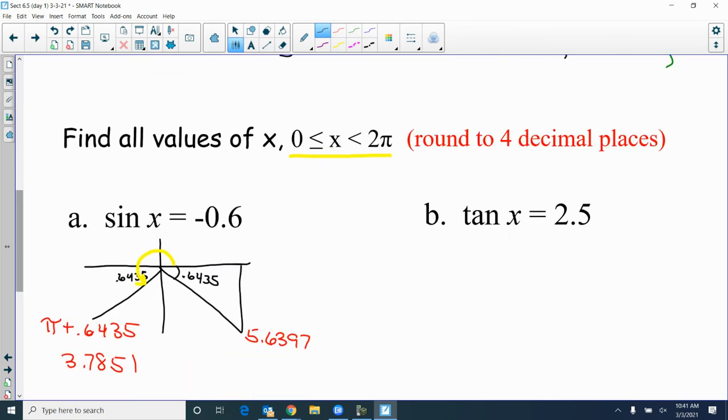2 pi is about 6.28, so that kind of gives you a reference. These decimals have to be between 0 and 6.28. All right, go ahead and find your first angle for tangent. So you get tangent of x equals 2.5. You just use your calculator. Think again, where is tangent positive? It's positive in quadrants 1 and 3.